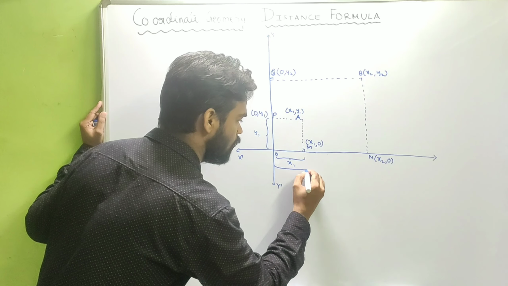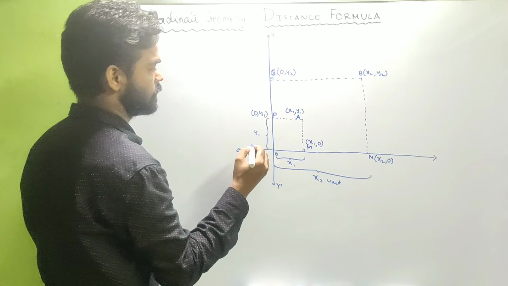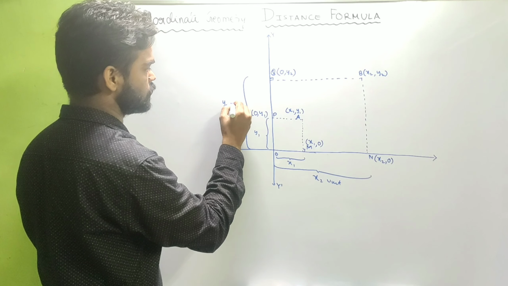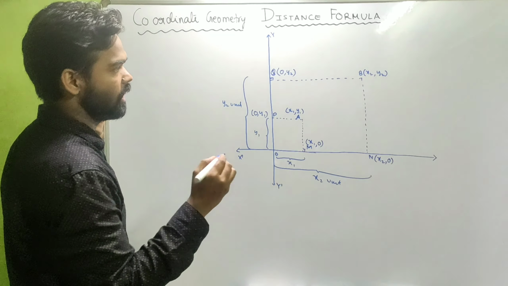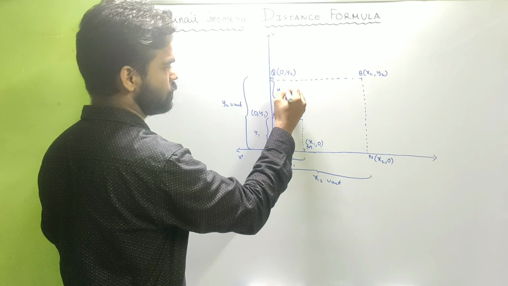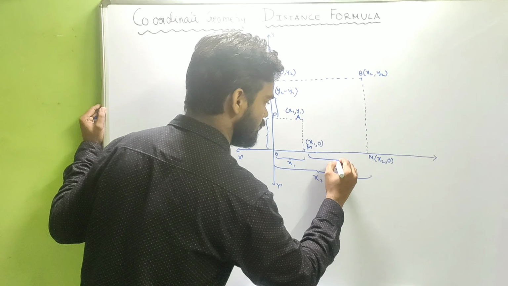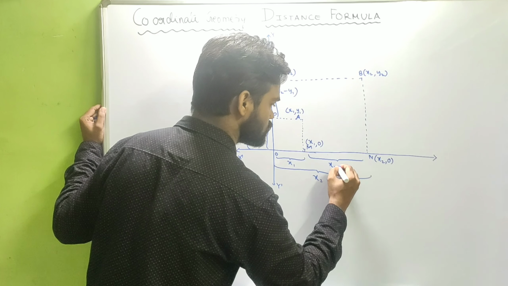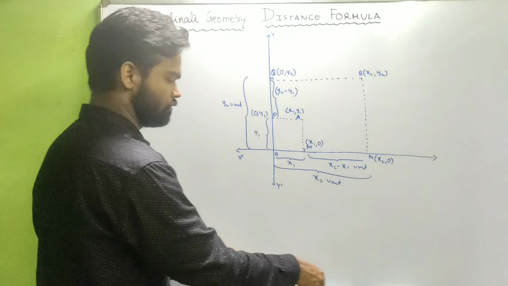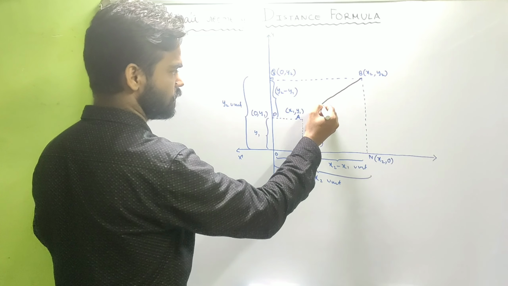Now ON will be x2 unit. Look over here, OQ, be careful, this is y2 unit. And this distance PQ will be y2 minus y1, very important, okay? And MN will be x2 minus x1 unit, the distance. Now what I'll do, I'll join AB. We need to calculate this distance only.